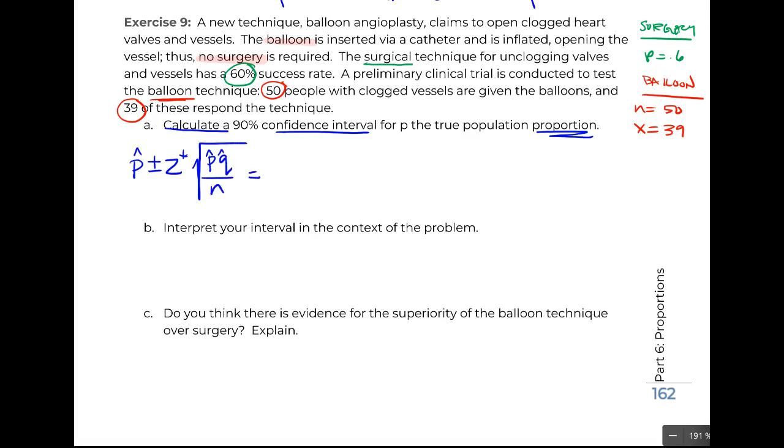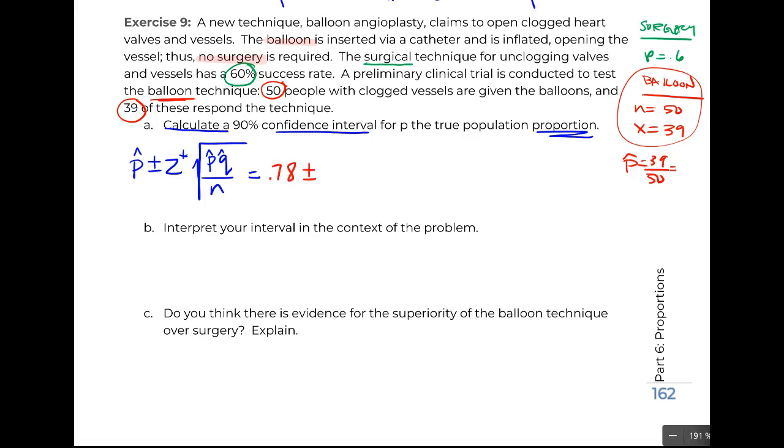Now, this question stem is missing a little bit of information. Which proportion are we trying to do an interval for? It can't be the surgery, because we just don't have enough information for that. And they presented that 60% as if it was the true value. So we're going to be doing this to figure out the success rate for the balloon technique. So what we would do first, of course, is calculate our P hat if we're doing this by hand. So we get 0.78, I hope.